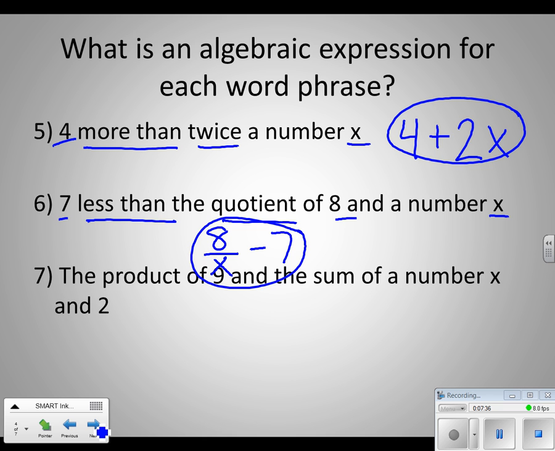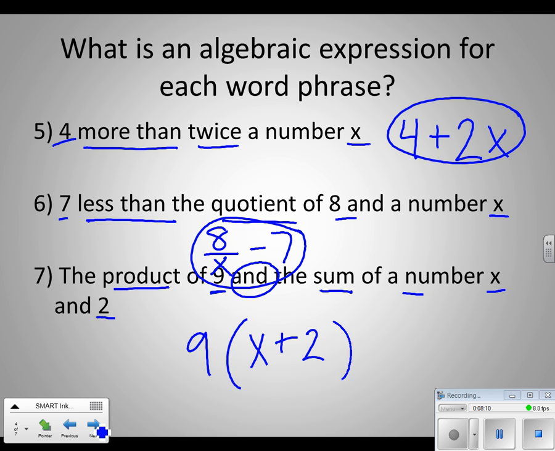Oh, and I kind of went into this next problem here. It says the product of 9, so product, and we have 9 under there, and the sum of a number x. So the product of 9 and, this is key, it's saying the product, you're multiplying 9, so we got 9, and the sum, which we know we're adding, sum of a number x and 2. So if we had x and 2, the sum of that, we have to multiply that by the 9.